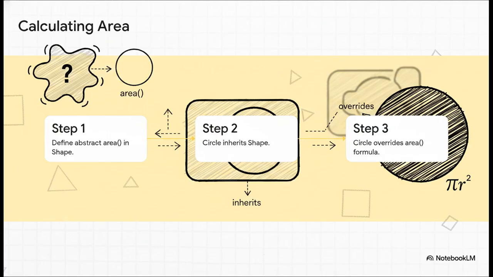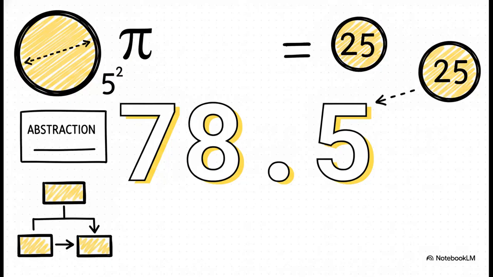Step 2. We create our circle class, and it inherits from shape. Step 3. Because circle is a concrete shape, it is legally forced to override that abstract area method. It provides the actual formula, 3.14 times the radius squared. Notice how we've successfully hidden the general concept in the parent class and put all the specific, messy details in the child class. So if we run our code and pass in a radius of 5, the math is 3.14 times 5 squared, which is 3.14 times 25.